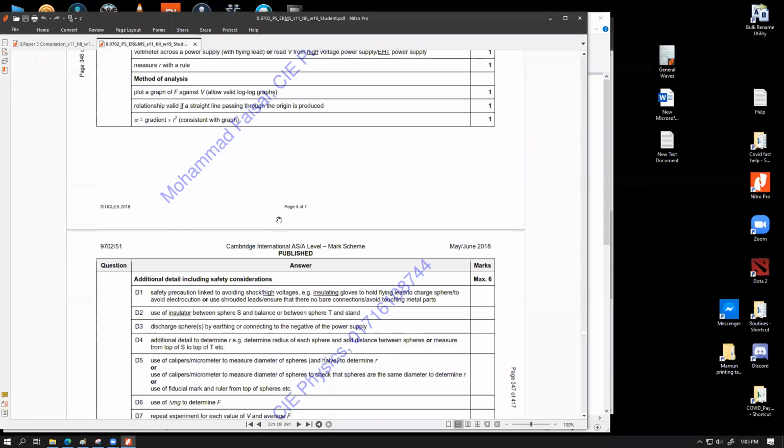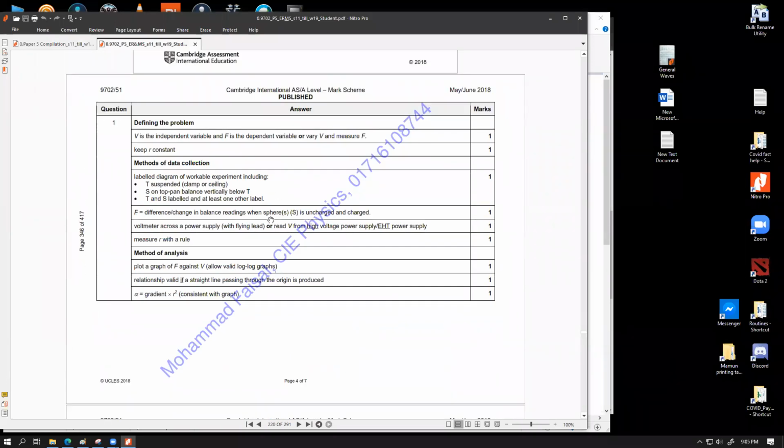Which is the independent variable? If it's the dependent variable or variable measure F, keep r constant. Obviously, label diagram for a workable experiment using T suspended from a clamp or ceiling, S on top and balance vertically below. T and S label, at least, and at least one other label.